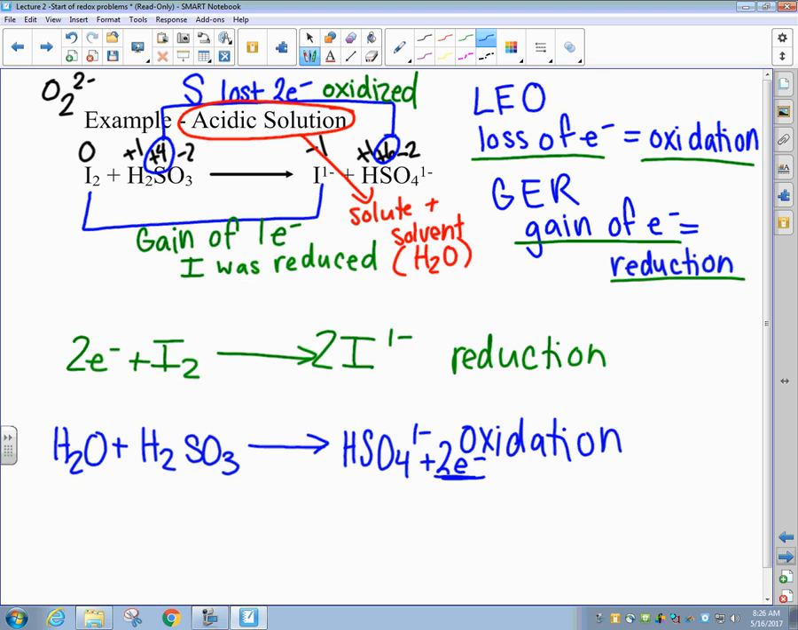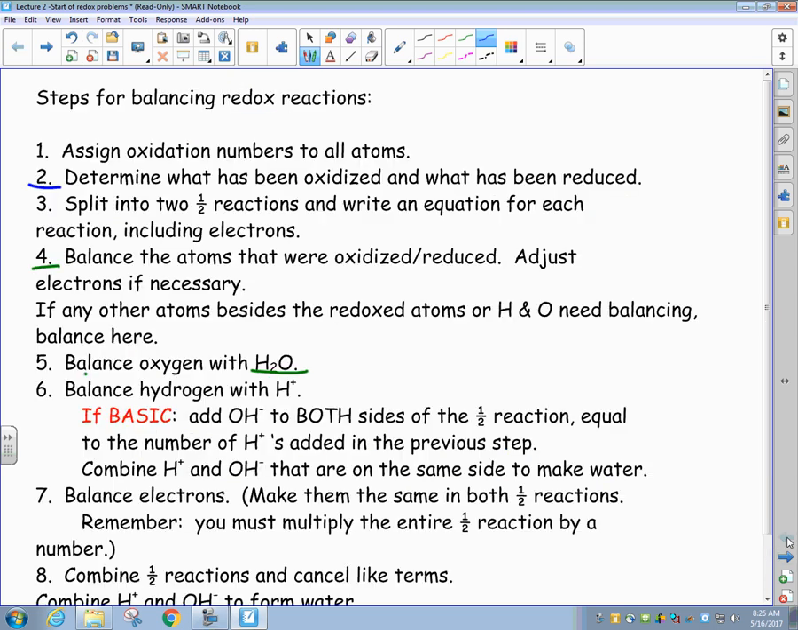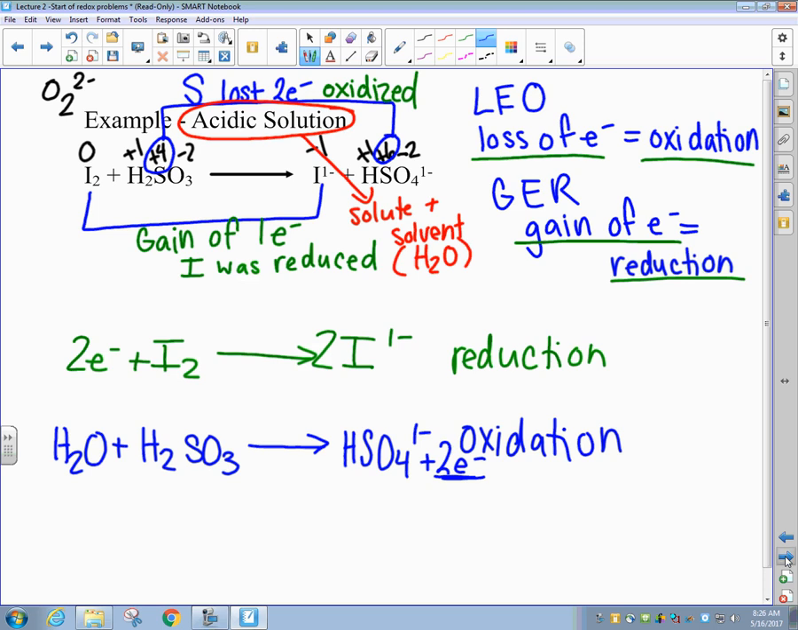In order to balance hydrogen, if we go back and look at our rules, it is okay to balance hydrogen by adding the hydrogen ion. It makes sense here when we look at this because this solution is acidic.